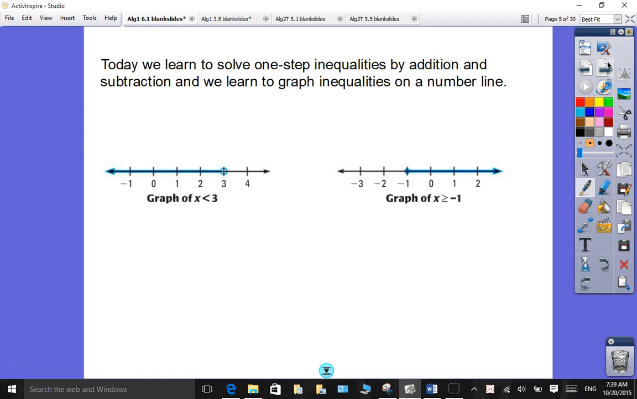Now, x is greater than or equal to -1. That's a closed circle on -1 because -1 satisfies that inequality. And again, the shading, if it's greater than on the number line, that means to the right. Or if I use this like an arrow, it's pointing in the direction of the shading. Okay, so we've got to get the shading in the right place.